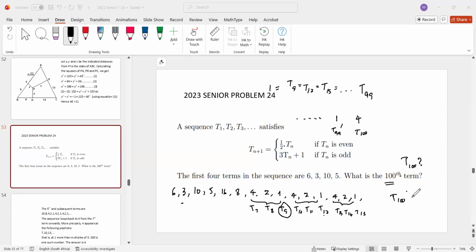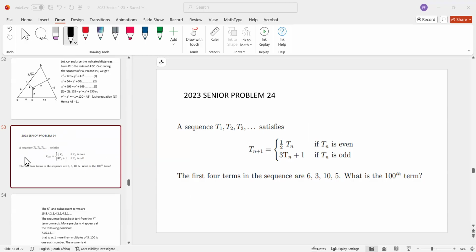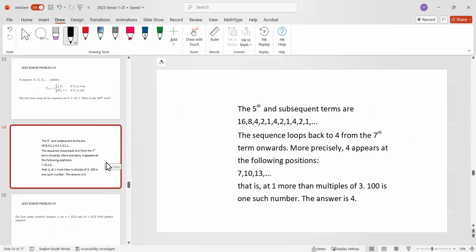Because T99 was odd, you see. The sequence just becomes repetitive, 4 to 1, 4 to 1, 4 to 1. So it's highly predictable. Okay, so the answer is 4. I think I solved it in the same way.